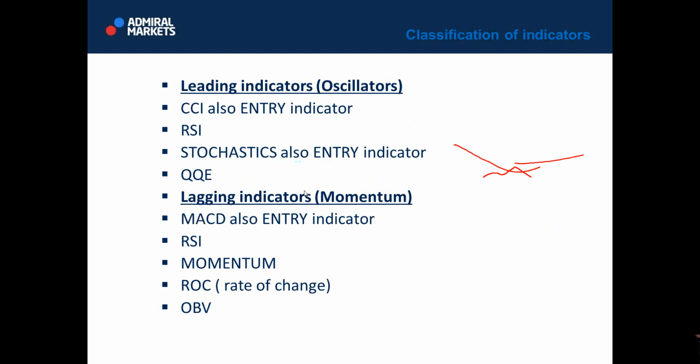MACD is a lagging indicator which captures the trend after the trend has been confirmed. So that is MACD. But MACD on some settings can also be used as an entry indicator. You know my range bar trading strategy which I developed, and I have presented to you Forex Range Bar Professional. I used MACD as an entry indicator because on lower time frames and on range bars, MACD can really serve as a good entry indicator.